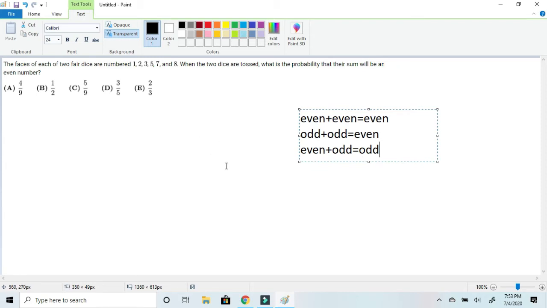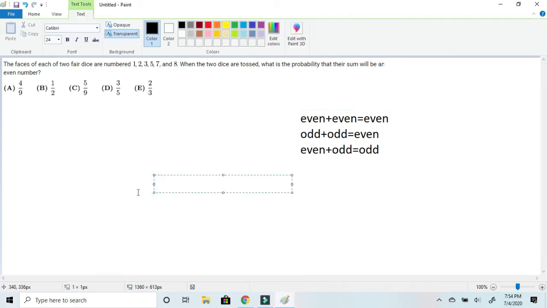So anyway, how does this really matter in this problem? Well, guess what I'm going to tell you. Because these numbers that they showed us, the faces of each two dice, are numbered 1, 2, 3, 5, 7, and 8. And when the two dice are tossed, what is the probability that their sum will be an even number? So these numbers are important, because what you want to do here is separate the odds and the evens.